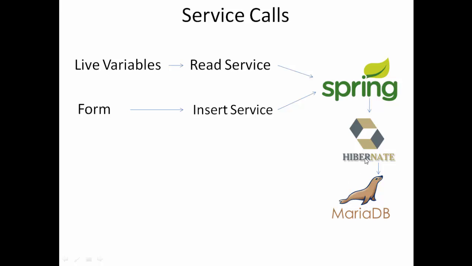Then MariaDB will give a result. It'll translate that into usable Java objects, and Spring is going to do some type of conversion to throw that back into a JSON object, which is what we see in the browser. We don't see a Java object, but we see a JSON object. So all this translation is going on between these components to make it easier for us to work with it.